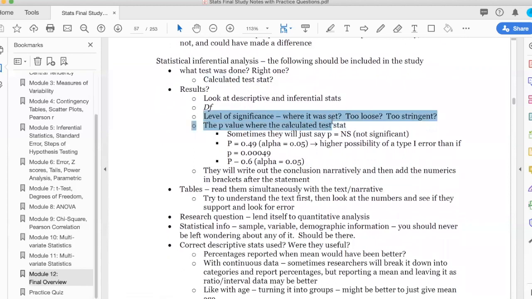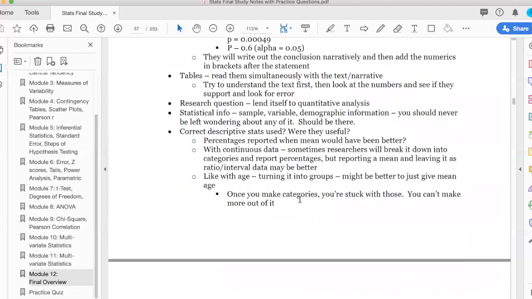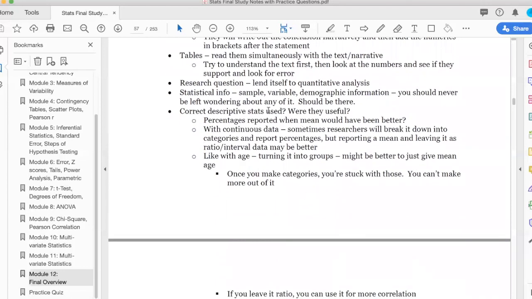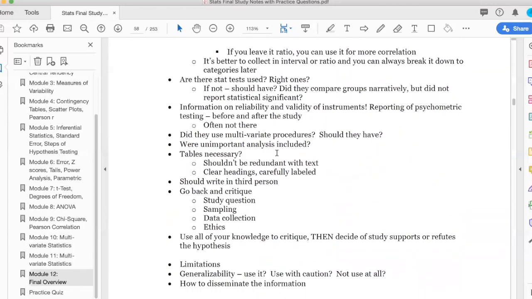What was the level of significance? Is it too high, too low? This is stuff you guys should know. Simultaneously, text, narrative, research question. Yep. Sometimes the research question, if you're trying to understand the meaning behind something, quantitative analysis probably isn't the thing you want to do, right?